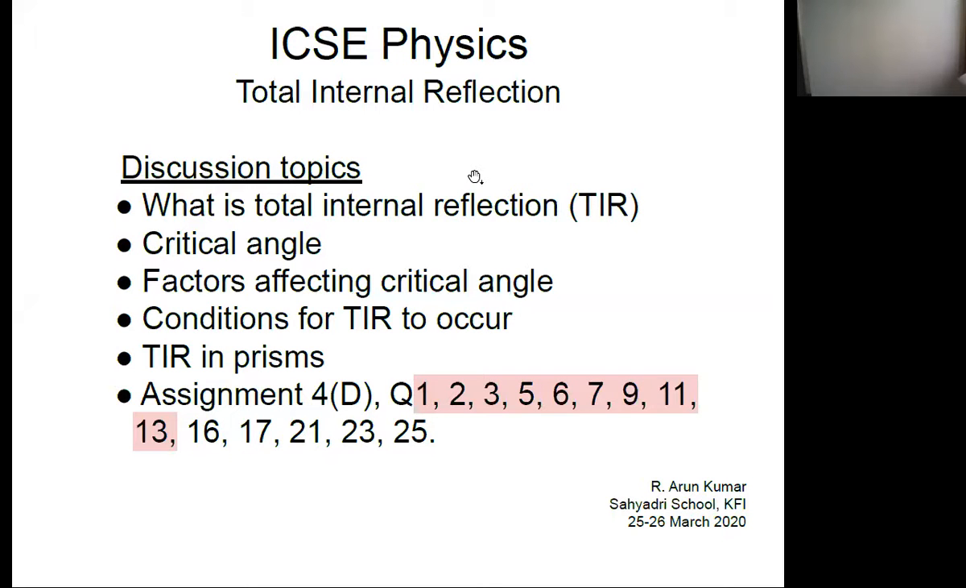Okay, so we can start today's session with a look at assignment 4D. I had sent an email suggesting that questions 1 through 13 can be done for assignment 4D. If you have completed the assignment and there are any questions that you would like to discuss, we can start with that at the beginning. Otherwise, we should move straight into factors affecting critical angle, where we left off yesterday.